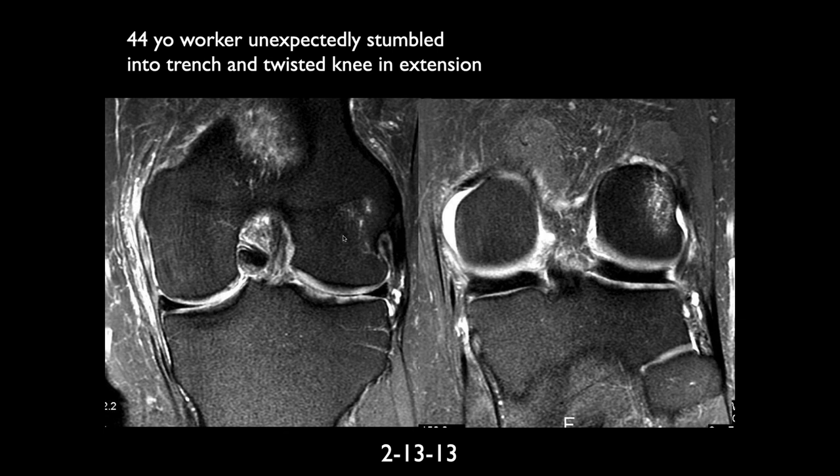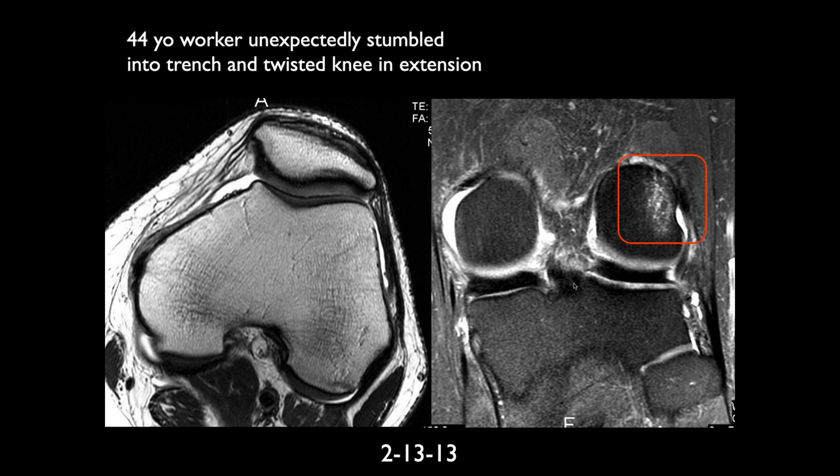Interesting. So here was a worker who developed a medial collateral ligament tear acutely, and we can see over here a trabecular injury near the origin of the lateral collateral ligament. This is on 2/13/13. And on the axial images, next to this trabecular bone injury on the lateral femoral condyle, we can see a little subchondral line here, which is a little subchondral trabecular fracture in this patient as well.